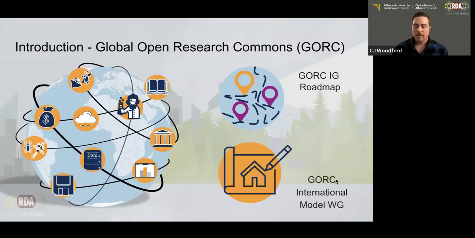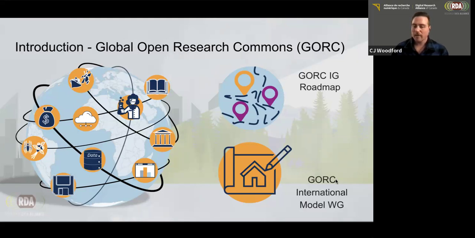With the International Model Working Group, which was under the umbrella of the interest group, our job was really to say what is a commons, a little bit more specific and itemized. What attributes would a commons have if they wanted to be part of a global open research commons? We know that a lot of different research infrastructures can qualify as commons, or can identify as commons, which is fine.